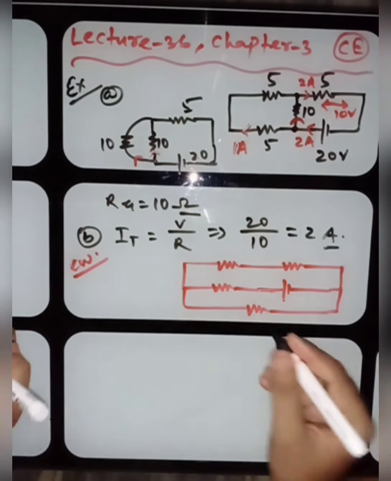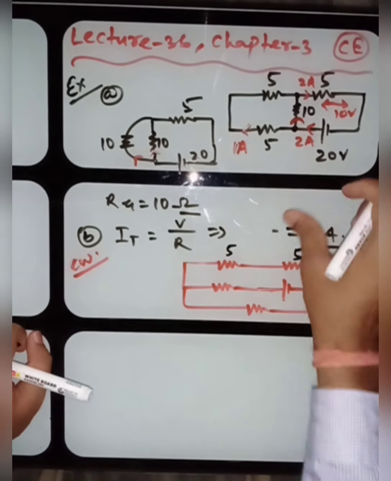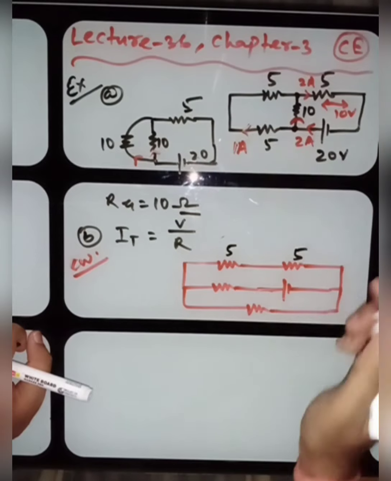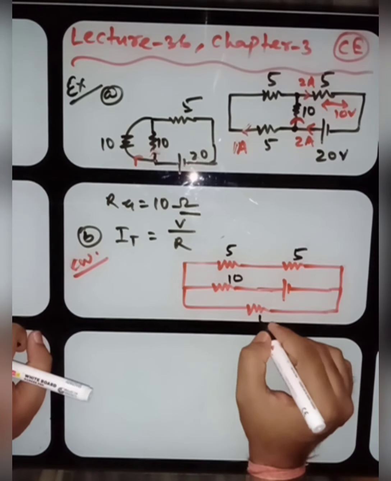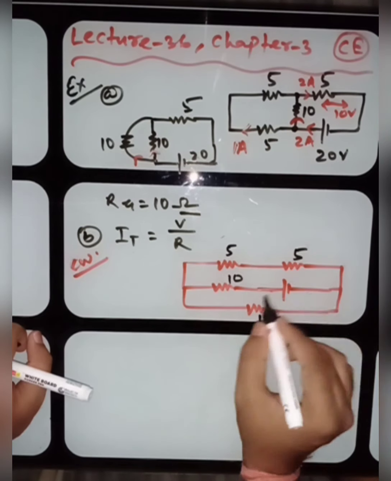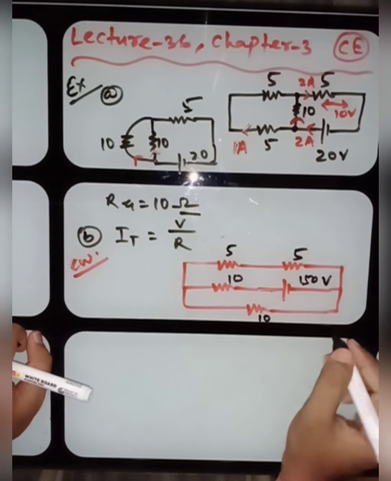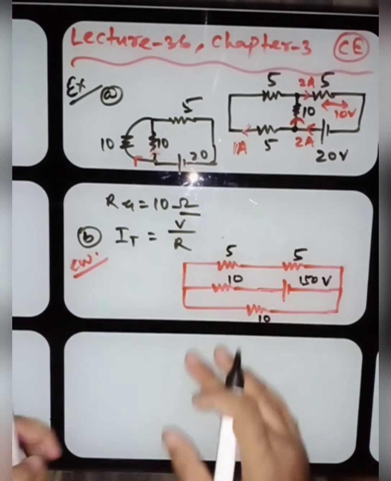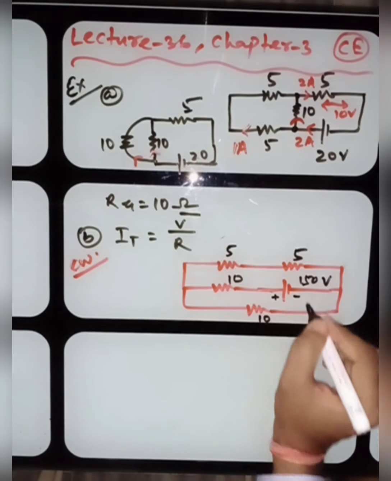Now the values I am giving: the 5 ohm, this is also 5 ohm, the 10 ohm here, the 10 ohm here, and let me take 150 volt. For simplicity, I'm giving you very simple data. You can solve this question quickly. This is the positive terminal and negative terminal.